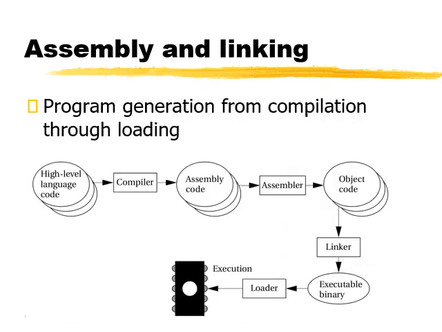So in this slide we are going to talk about the assembly and linking process, that is, program generation from compiling through loading. This is where you write code in your high level language, then it goes to the compiler. The compiler transforms this code into assembly code, which is human readable instructions, and then these human readable instructions are transformed into bit level instructions with the help of assemblers. One thing that the assembler does is translate the labels into addresses, and it also takes care of the format of the instruction.